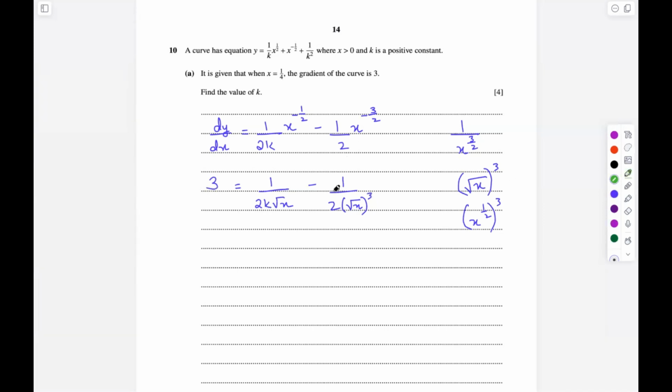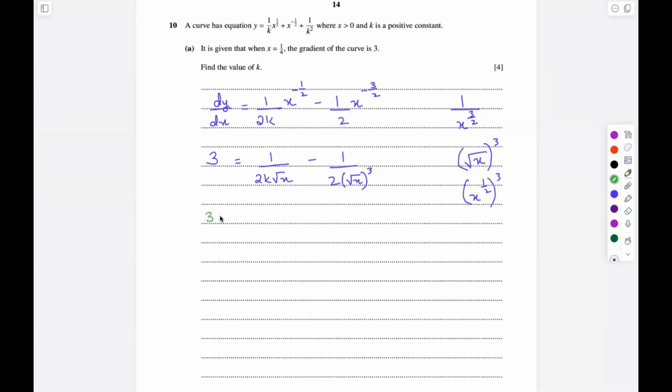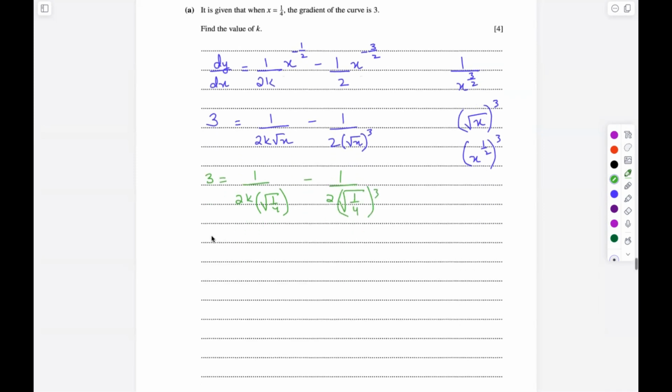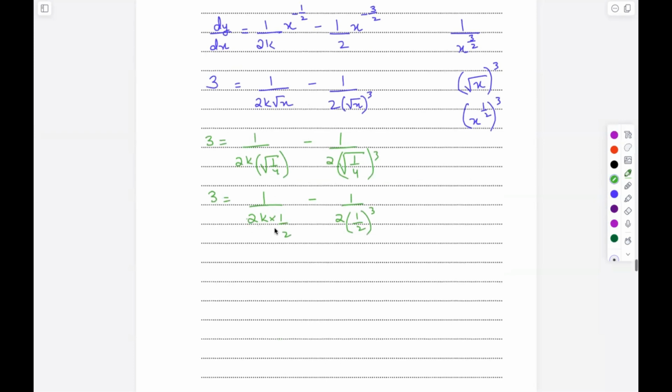Now substituting x equals 1 upon 4, 3 is equal to 1 upon 2k times square root of 1 upon 4, minus 1 upon 2 times square root of 1 upon 4 whole cubed. Simplifying this, 3 is equal to 1 upon 2k into 1 upon 2, minus 1 upon 2 into 1 upon 2 whole cubed, as square root of 1 upon 4 is 1 upon 2. So this becomes 1 upon 2 whole cubed.